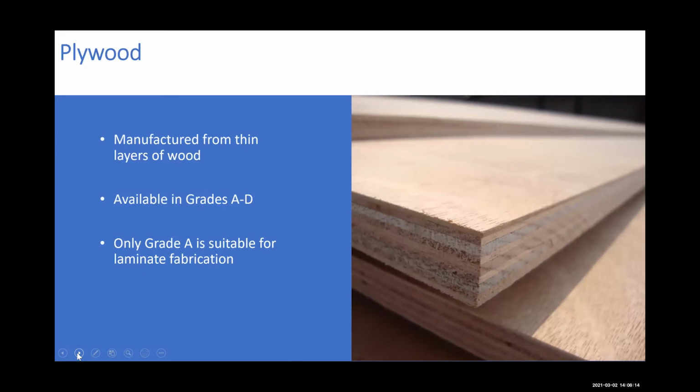MDF and particle board expand and contract at a percentage that is greater than laminate. Plywood's rate of expansion and contraction is even greater, which is why AWI recommends using MDF or particle board instead of plywood for laminate fabrication.